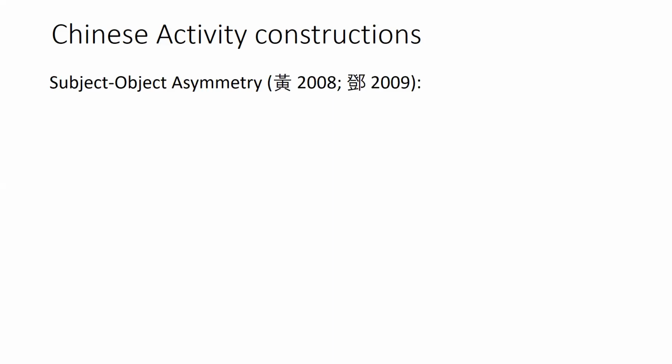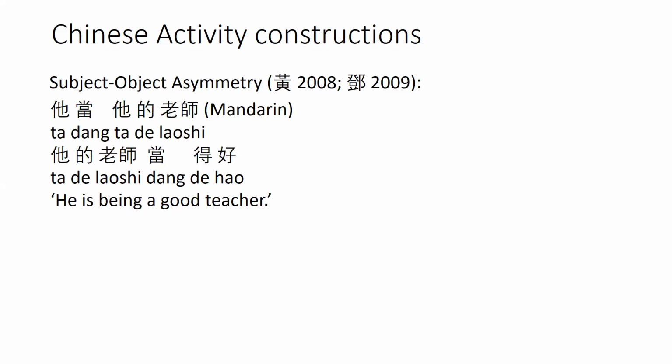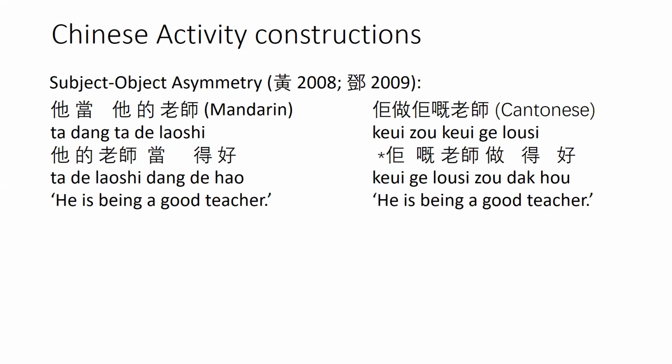All right, so starting from Jim Huang's 2008 paper, where he notes that there are these differences in Chinese activity nominals, we can use the 他的老师 in either object or subject position. So for example, 他当他的老师 or 他的老师当得好. And the de here is permissible in both, but the de here is also used in different grammatical relations. As pointed out by Tang, in Cantonese we only get ge in object position. So in subject position, it's not permissible. 佢做佢嘅老師 is absolutely fine, but 佢嘅老師做得好 is not good.